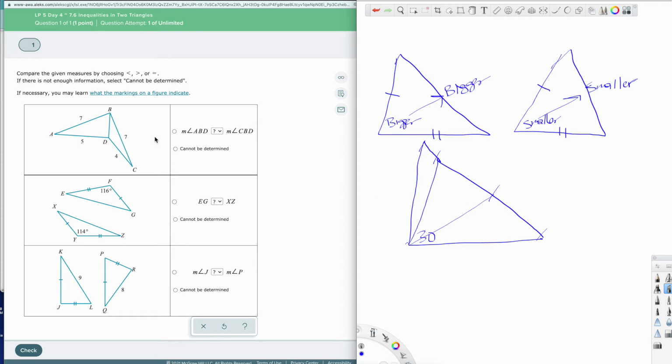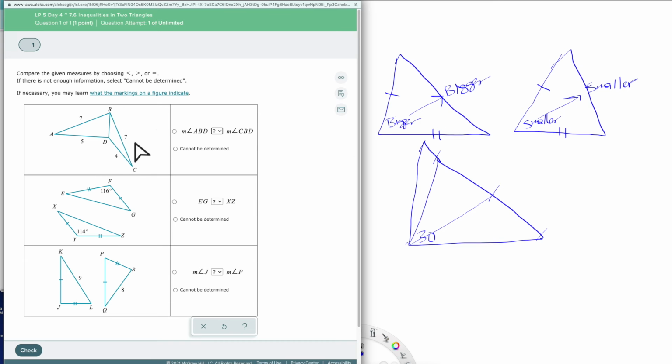So we're just going to pick a few things here and take a look at this. We have angle ABD, this angle up here, and angle CBD, this angle up here. We're looking at the angles, so we want to go to the opposite sides, and I have 5 and I have 4. Across from ABD is 5. That's bigger than 4. So ABD is going to be greater than CBD because the side opposite is bigger. That means that the rays are farther apart than with the 4.